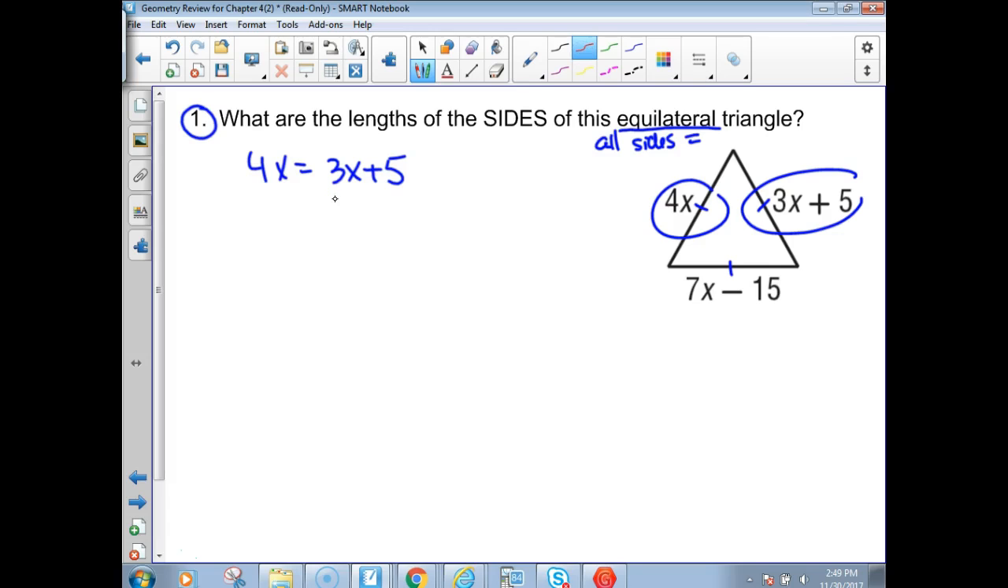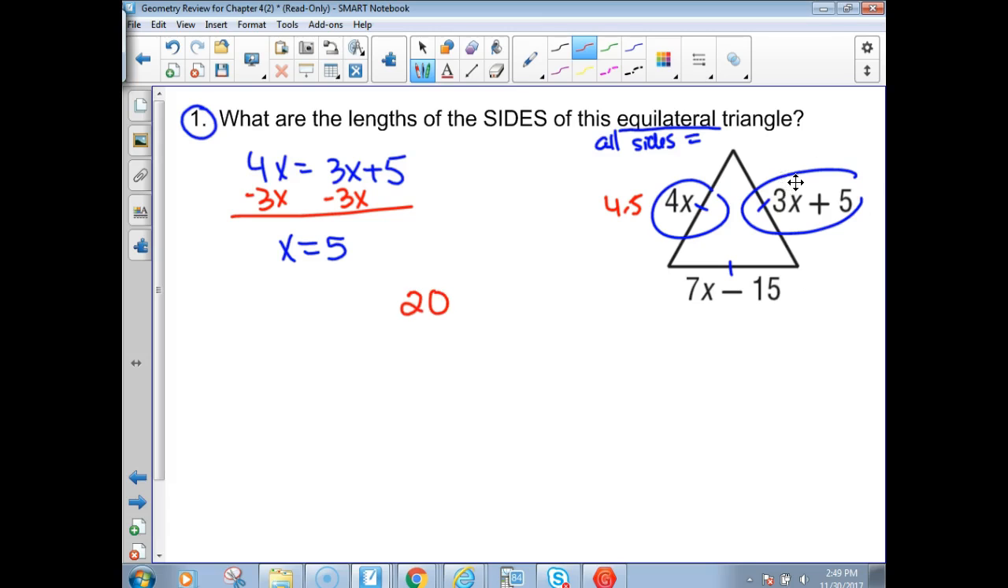We know how to do the algebra. We've been doing it all year. We subtract 3x from both sides, and we get x is 5. Now it said to find the lengths of the sides of this triangle. Well, we're going to have to plug 5 back in. No matter where we plug it in, we should get the same answer because it's equilateral. So we do 4 times 5 and we find out one side is 20.